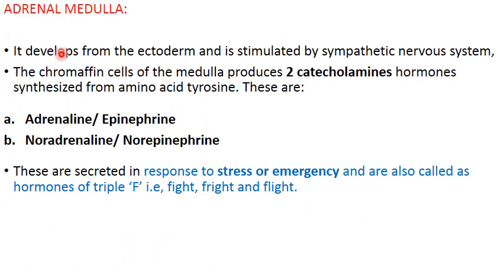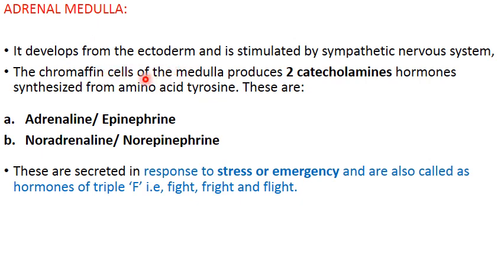Now coming to the second part of the adrenals, that is adrenal medulla, the centrally located one in the middle. We said where it is derived from? From the ectoderm, and it is stimulated by the sympathetic nervous system. So this sympathetic nervous system and the hormones that are released from the adrenal medulla will have the same function. So nerve fibers from the sympathetic will be going into the adrenal medulla, and both have the same function. That means both will be producing the same effect.